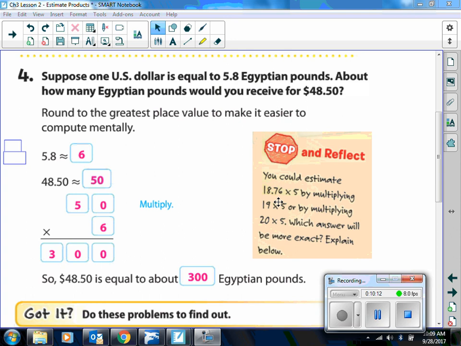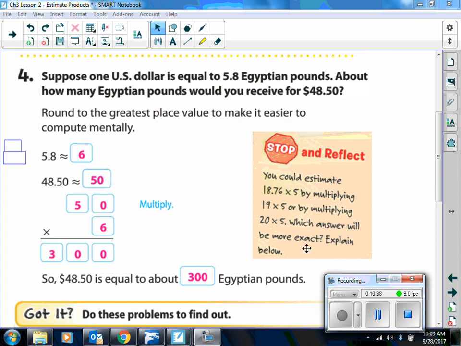All right, so here on this reflection here, it says you could estimate $18.76 or 18.76 times 5 by rounding to 19, right? Because that's closest to 19 times 5. Or we can round to the greatest place value, which would be $20 times 5, right? But when you do that multiplication, you can see which one is going to be more exact.